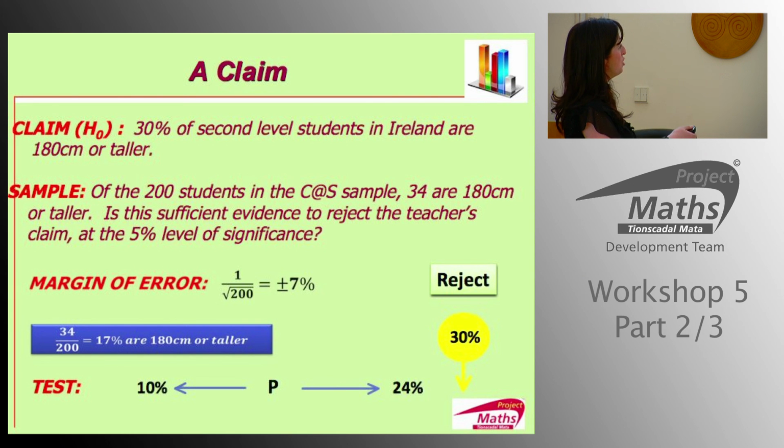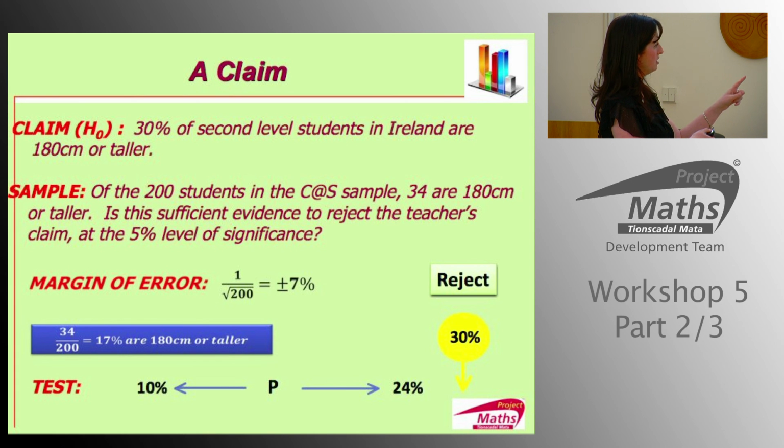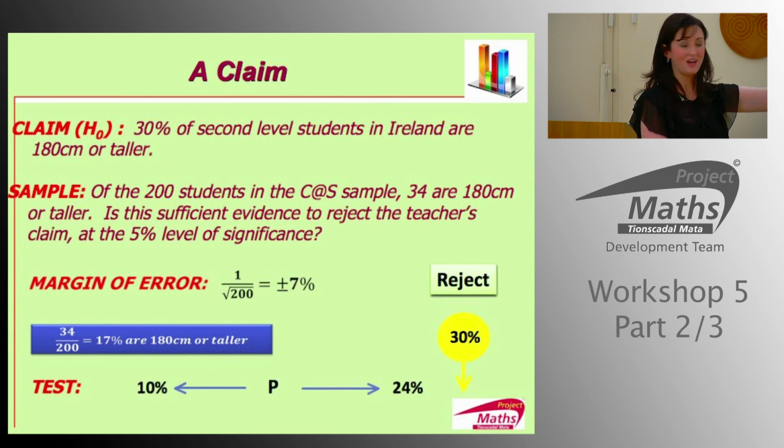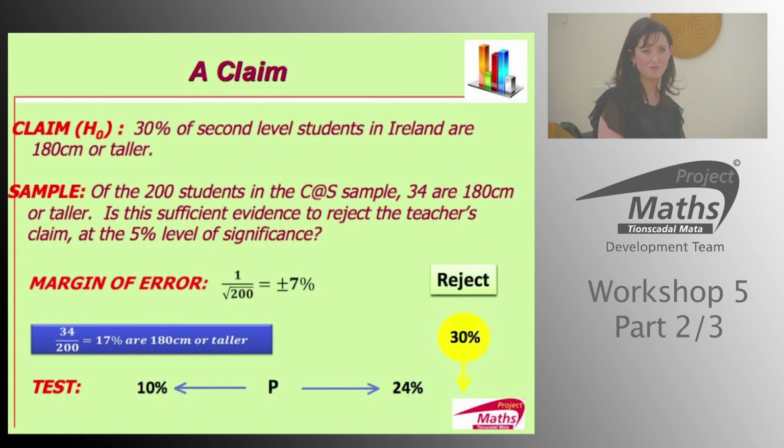So first thing is 200, we'll see what our margin of error is, plus or minus 7%. We'll change our 34 over 200 into a percentage so that we can compare like with like. So 17% is what my Census at School told me. And I have a potential error of plus or minus 7% on that. Okay, so let's look at this interval in relation to the population. 30%, does it fall in there? No, it's outside the boundary. So now we can reject the claim. We can reject the claim.